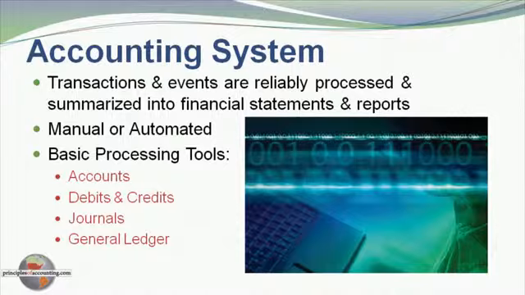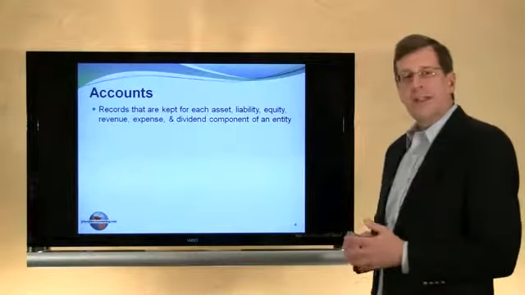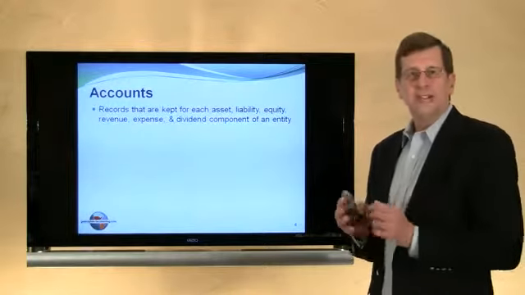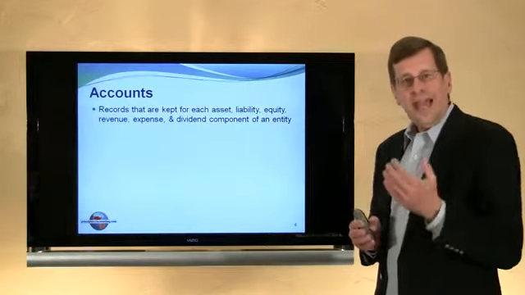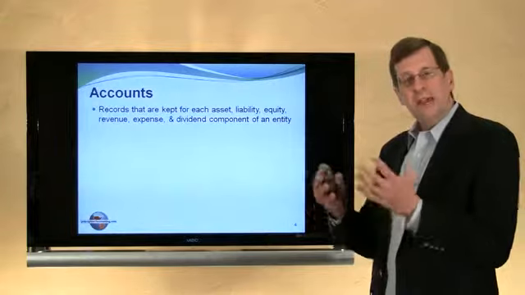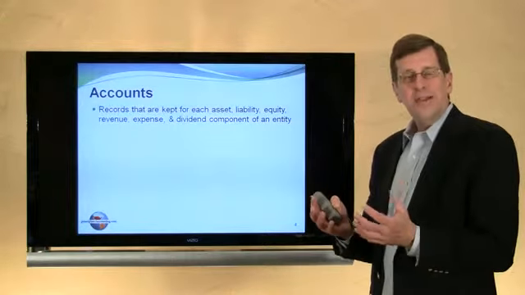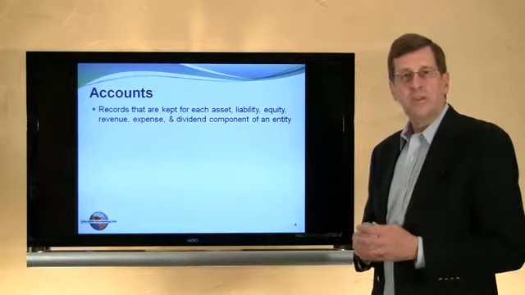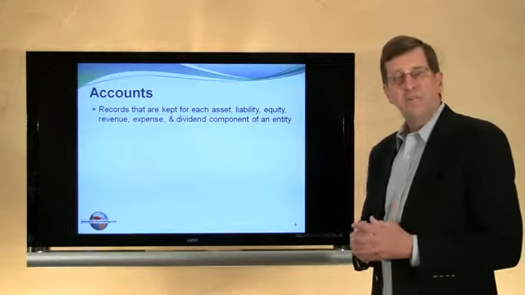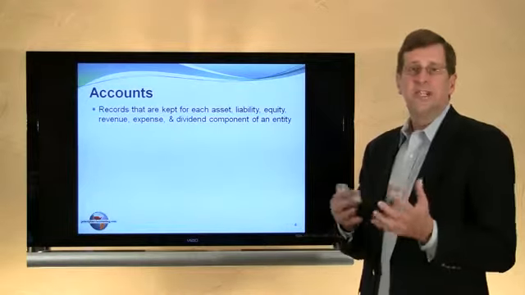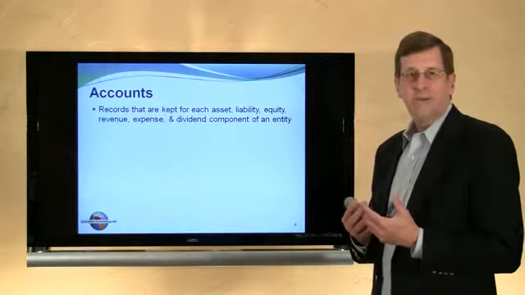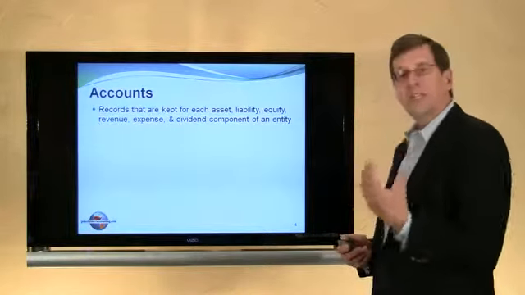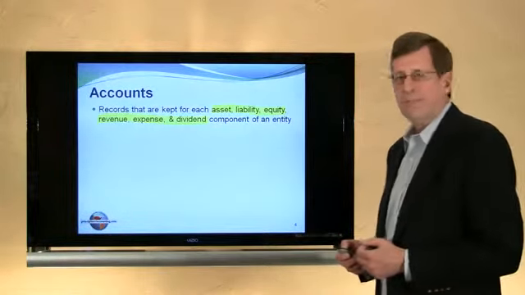Let's begin by considering accounts. Accounts are the records that are kept for each asset, liability, equity, revenue, expense, or dividend component of an entity. Assets, liabilities, and equity, of course, are found on the balance sheet. Revenues and expenses are found in the income statement. Dividends would appear on the statement of retained earnings. The other amounts you might see in the financial statement, such as net income, is not really an account per se. It's simply the difference between revenues and expenses. These then are your 6 basic types of accounts.